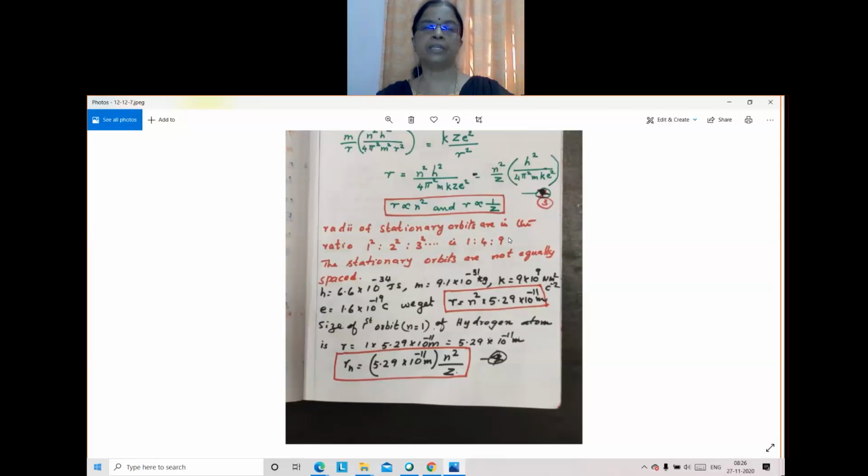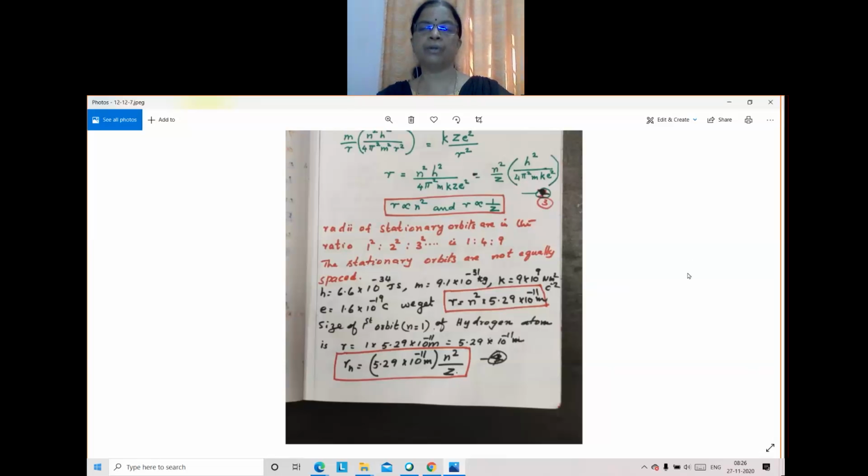And radii of stationary orbits are in the ratio 1 square is to 2 square. See, first orbit radius 1 square, second orbit radius 2 square, that is 1 is to 4 is to 9. That ratio of orbital radii, what is the meaning of that? The stationary orbits are not equally spaced. So if you draw the nucleus and draw the orbits equally spaced, that will not be correct.